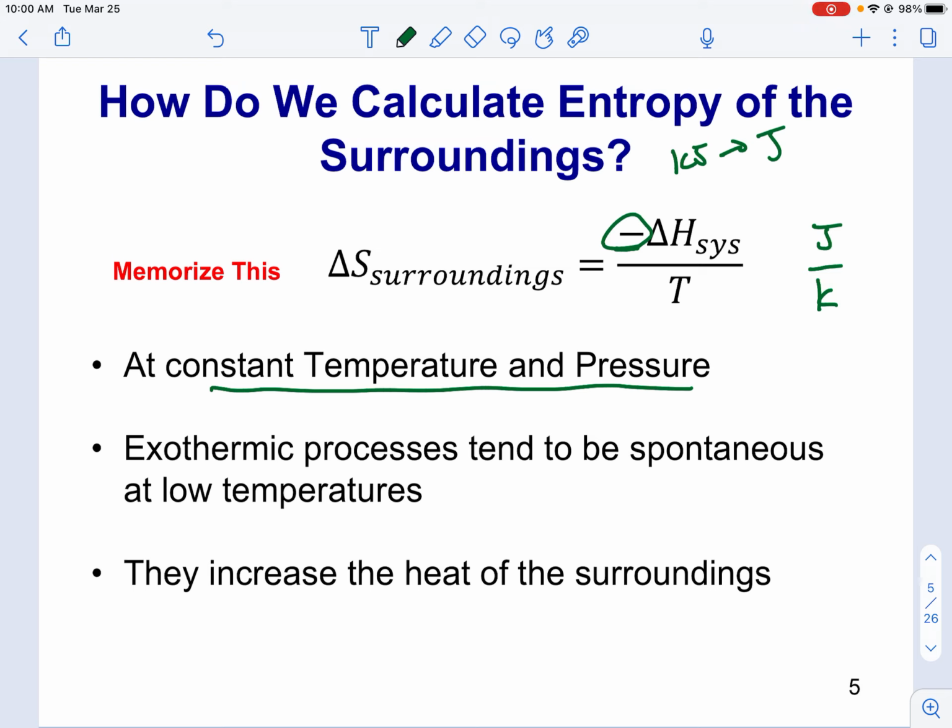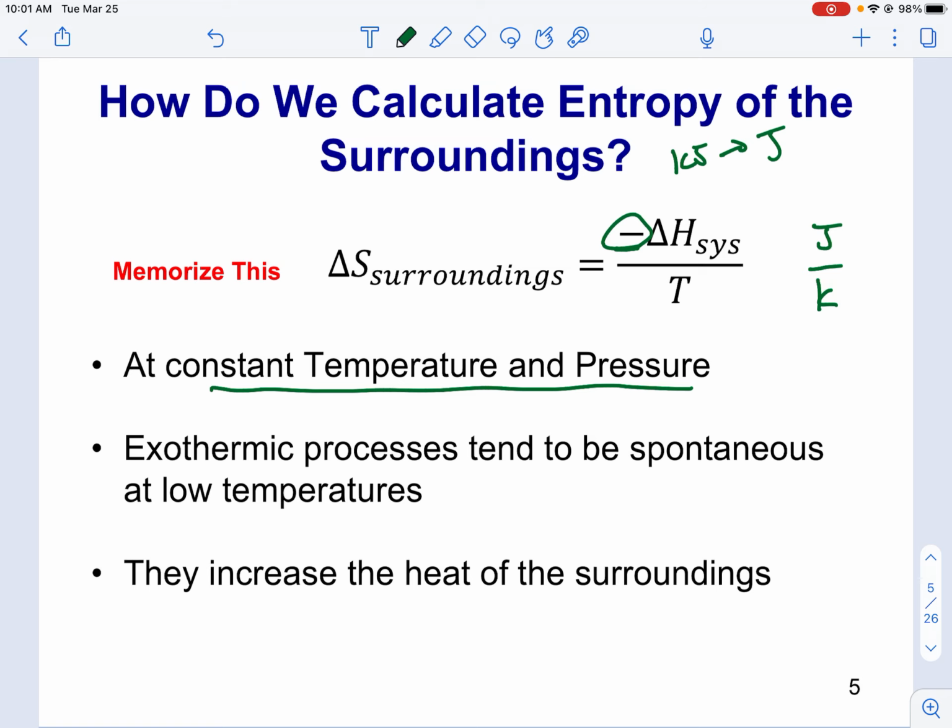Exothermic processes are going to tend to be spontaneous at lower temperatures, because they increase the heat of the surroundings. If you have a positive delta H, then you end up with a decrease in energy of the surroundings. So it matters whether something is endothermic or exothermic. But again, another relatively straightforward equation. Remember, for the surroundings, there's a negative in front of that Q.